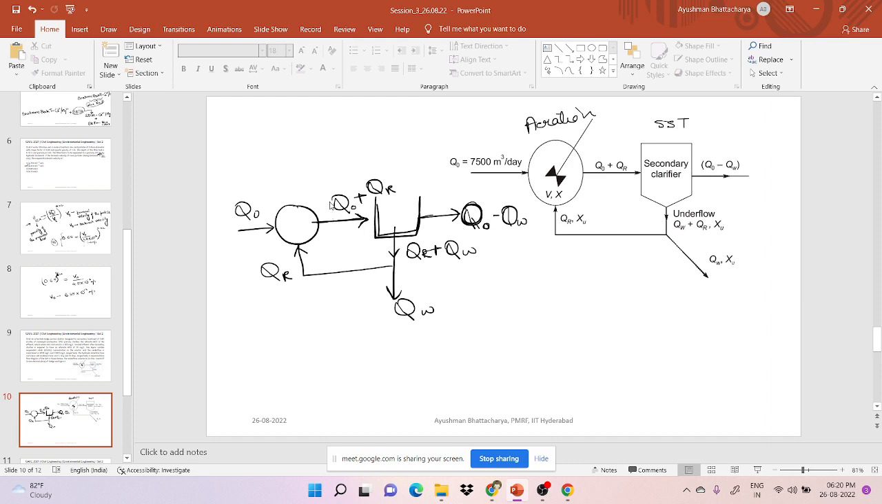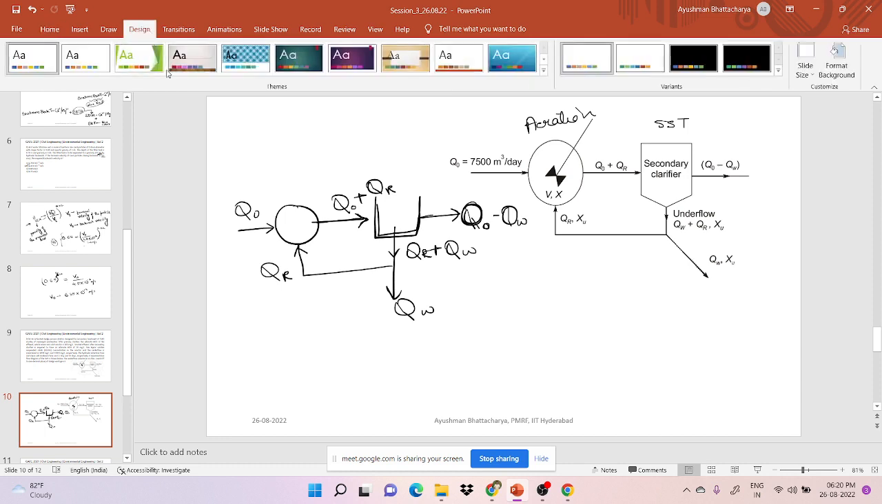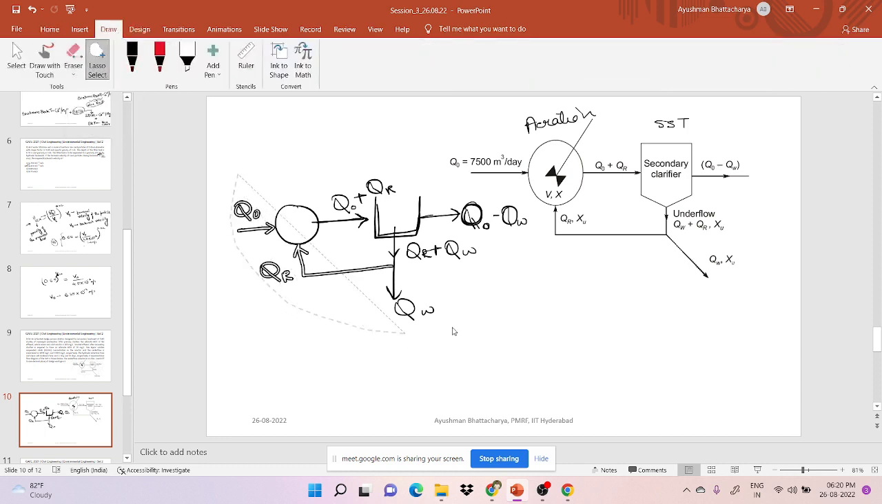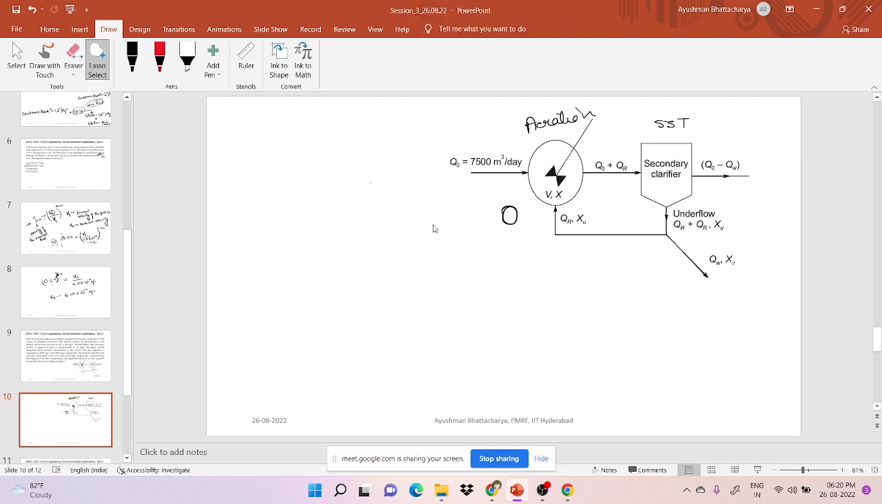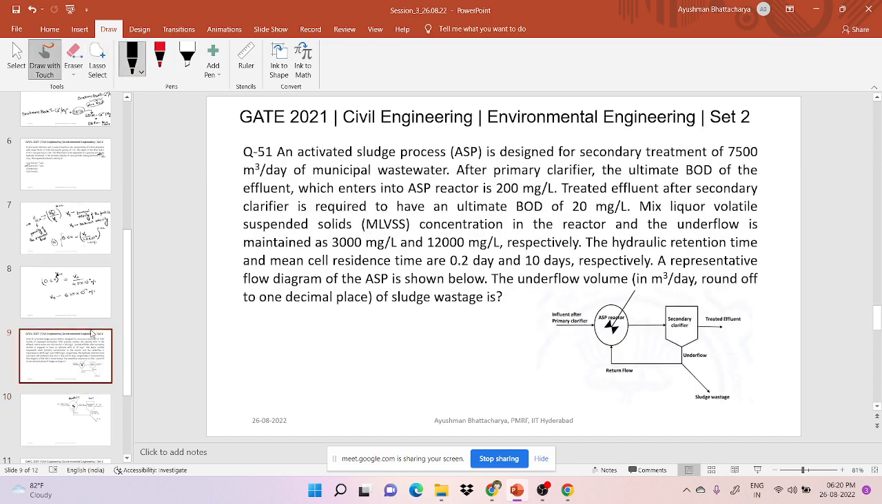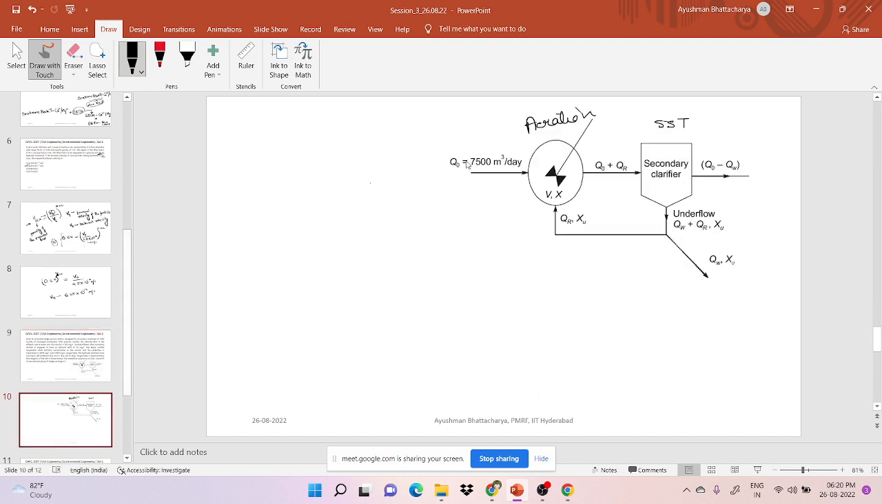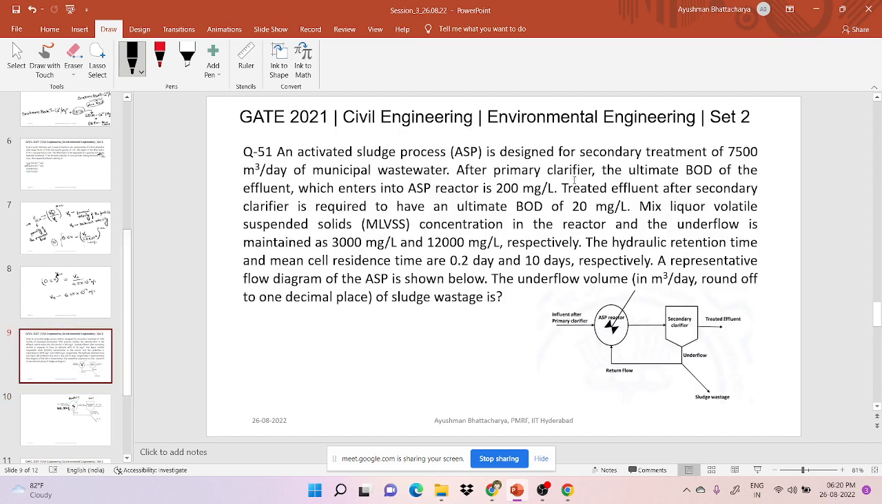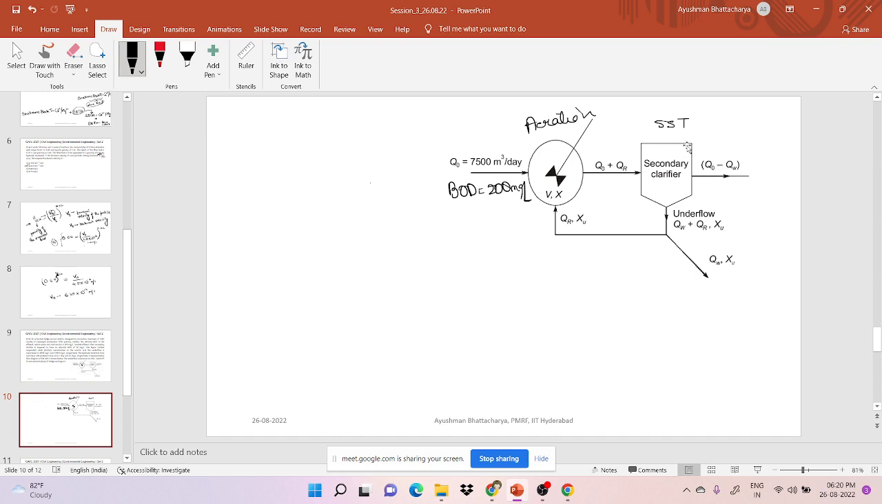Now in the question they have mentioned: an activated sludge process is designed for the treatment of 7500 meter cube per day. After the primary clarifier, the ultimate BOD of the effluent which enters into the ASP is 200 milligram per liter. The treated effluent after the secondary clarifier is required to have an ultimate BOD of 20 milligram per liter. That is the effluent BOD. So I will denote it with S naught and SE, the final effluent.